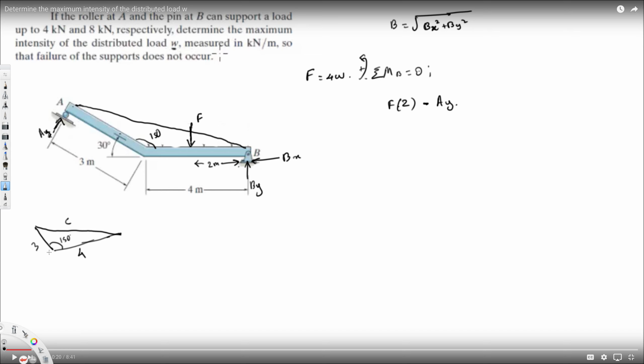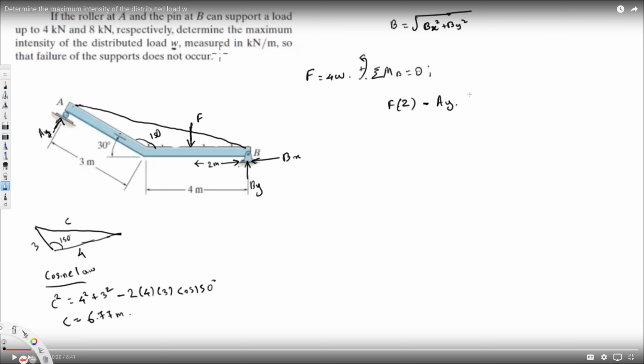So we have two sides known and one angle known. This means I have to use the cosine law to find this side. C squared is going to be equal to 4 squared plus 3 squared minus 2 times 4 times 3 times cos 150. If I calculate that, I will get C equal to 6.77 meters.